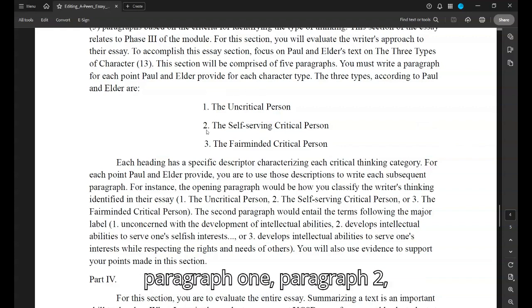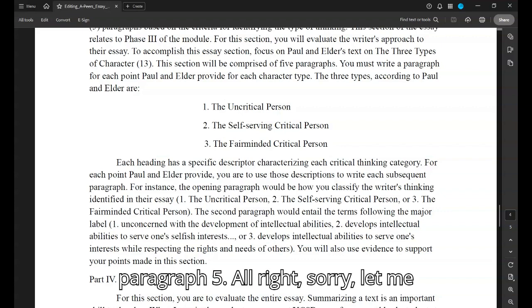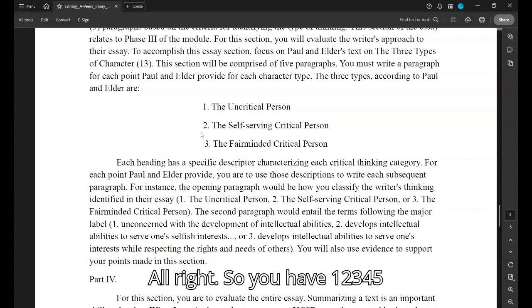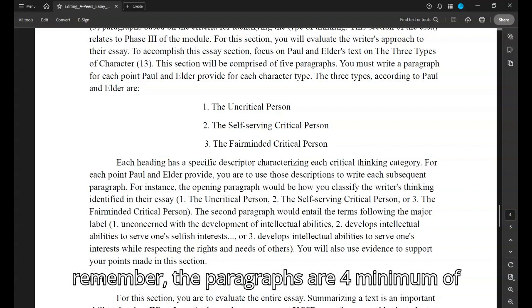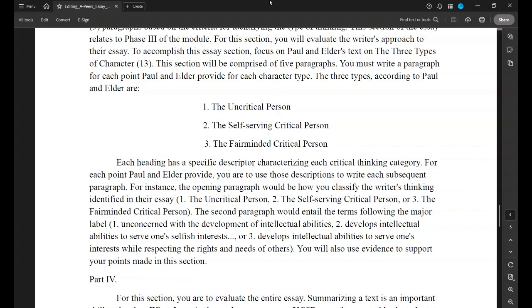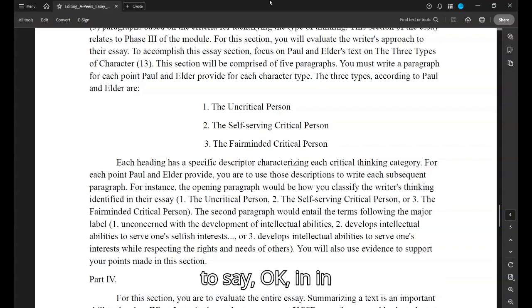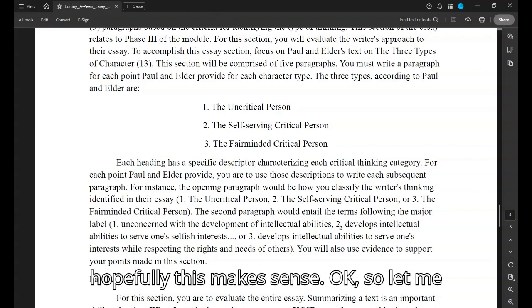And you're going to do this. So this is paragraph one, paragraph two, paragraph three, paragraph four, and paragraph five. Sorry, let me move this out of the way. So you have one, two, three, four, five paragraphs for this section. And remember, the paragraphs are a minimum of four sentences. Then you're going to be able to concisely and precisely describe and represent what you're trying to say in this particular section. So hopefully this makes sense.